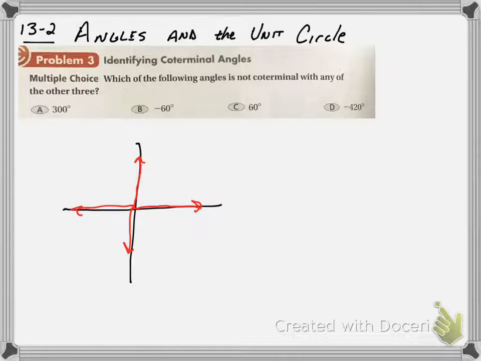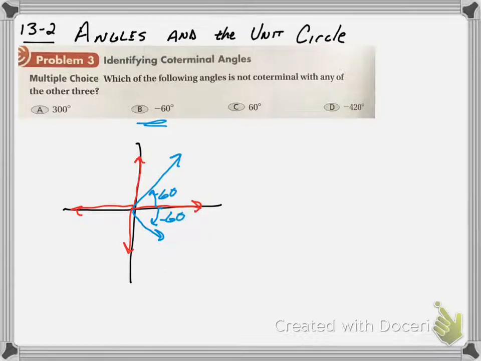let's look at one of these angles. Let's look at 60 degrees. It doesn't really matter how you draw it, but this right here is going to be 60 degrees. Okay, well, what's negative 60 degrees? Positive is going counterclockwise. Negative would be going clockwise. So negative 60 is going to be down here. So obviously those are not coterminal.